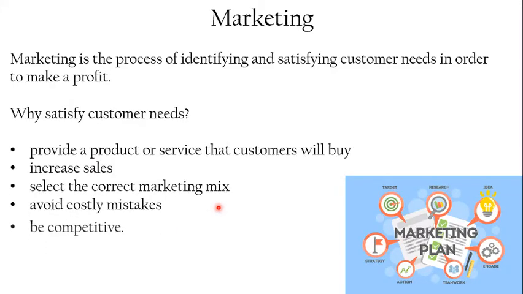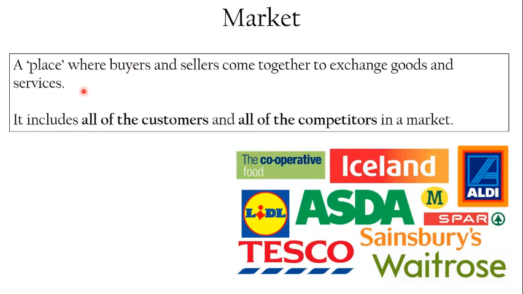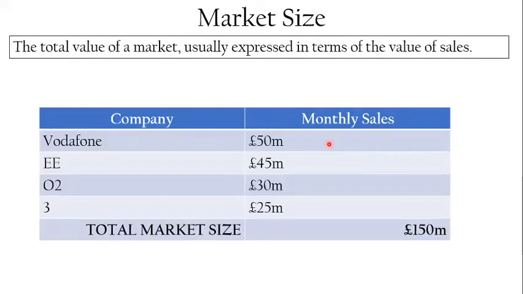Why do businesses bother satisfying customer needs? In order to increase sales, so that they avoid costly mistakes, so that they can be competitive. All of that is in the specification. When we're talking about marketing, we need to know what a market is. A market is a place where buyers and sellers come together to exchange goods and services, and the market crucially includes all of the customers and all of the competitors in the market.